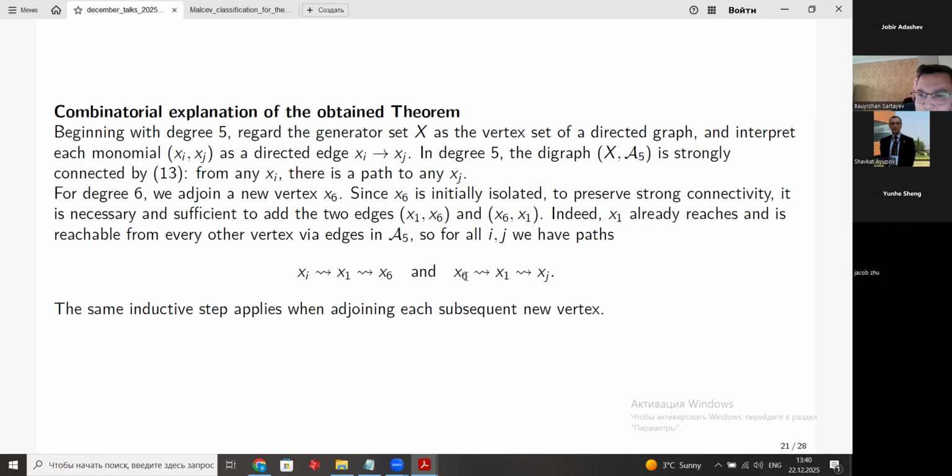And conversely, if you want to go from x6 to any other vertex, we use this one, and from this we go to this by a5. And inductively, we can continue to any number of vertices. So if we add x7, x8, x9, the same inductive step implies when they join each subsequent new vertex. So that's a beautiful combinatorial explanation of the free second type associative algebra.